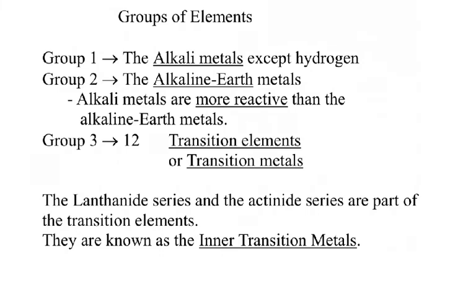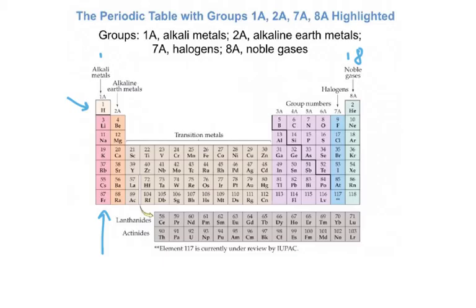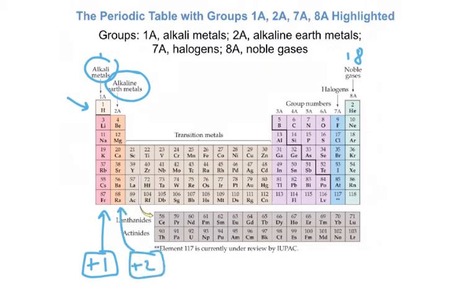So group 1 is the alkali metals, with the exception of hydrogen. And group 2 is known as the alkaline earth metals. So we'll go back over here and take a look at that. You've got the alkali metals in group 1, the alkaline earth metals in group 2. One of the things that all the alkali metals have in common, even though hydrogen is not technically a metal, the reason it's placed there is because they all like to lose one electron. They all have a +1 charge. The alkaline earth metals, you will see, like to have a +2 charge.